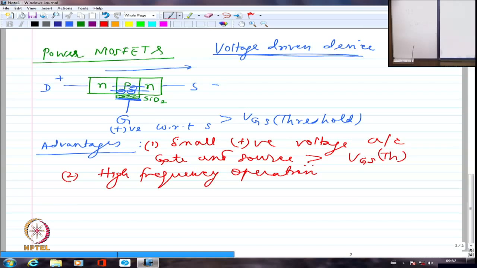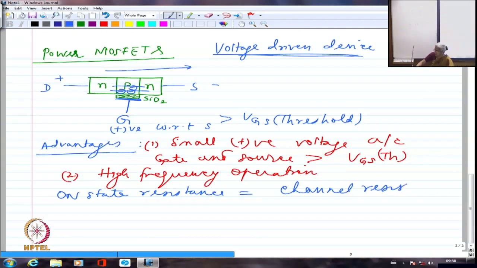But one major disadvantage is, depending upon the channel length, how much is the channel length. Apart from that, there may be a small drift region also that will be introduced so that I would be able to increase the voltage level further and further. All of them put together, the on-state resistance somewhat becomes higher. So on-state resistance will be basically the resistance of the channel plus the drift region resistance.